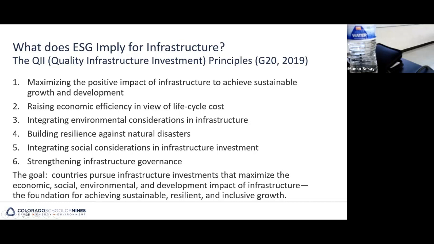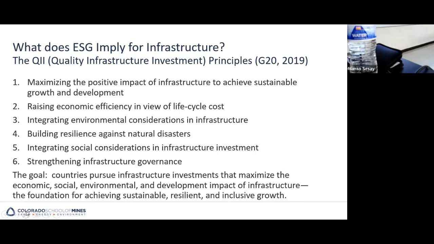That's a charge that must happen. Raising the economic efficiency and thinking about life cycle cost. Integrating environmental considerations in all infrastructure decisions. Building resilience against natural disasters. Integrating social considerations in infrastructure investment and strengthening infrastructure governance. Same thing with ESG. And this was put out in 2019.